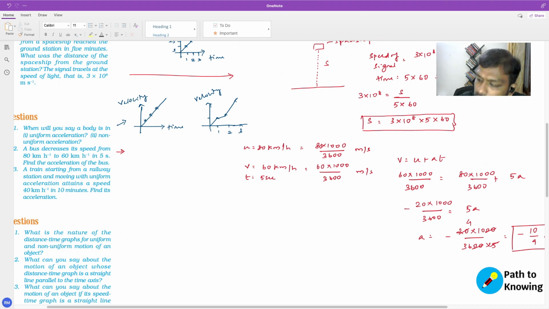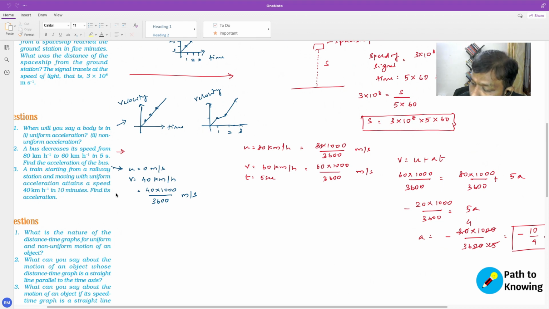So in this case, the train is starting from the station, which means that u is equal to 0, right? Let's do everything in meters per second. So u is 0 meters per second, and the train reached a speed of 40 kilometers per hour, right? So v is equal to 40 kilometers per hour, which is equal to 40 into 1000 divided by 3600 meters per second. So this is your final speed or final velocity. Now it took 10 minutes to reach here.